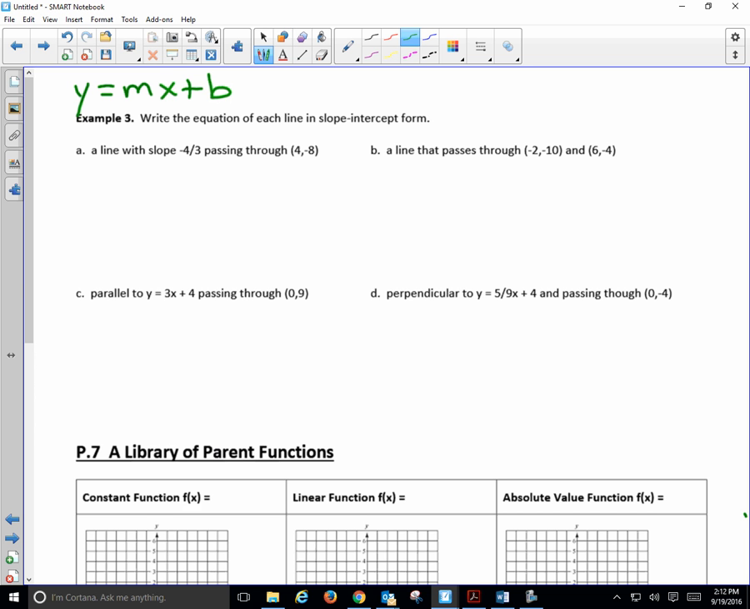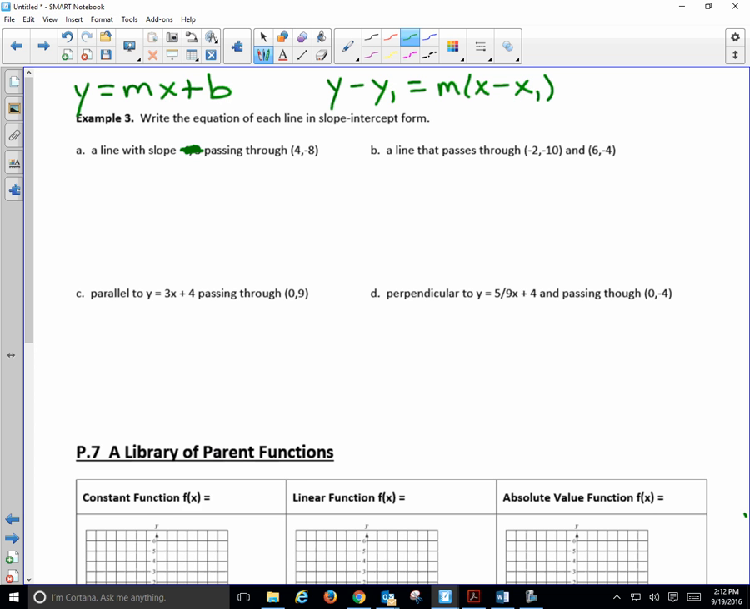Second of all, y minus y1 is equal to m times x minus x1. Those are equations for lines. The first one is if you want to have it in slope-intercept form. The second one is if you're writing equations for lines. And I will show you, we're going to switch this and make it a little bit easier.